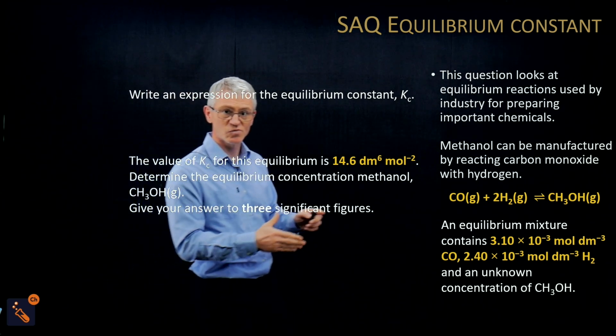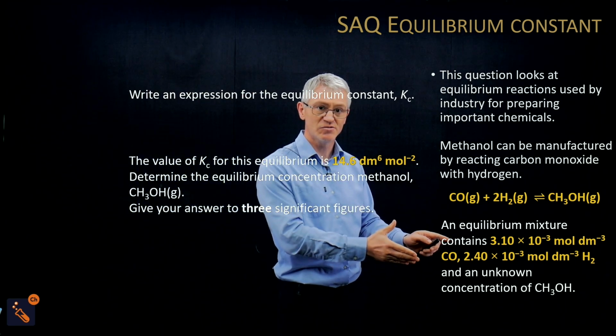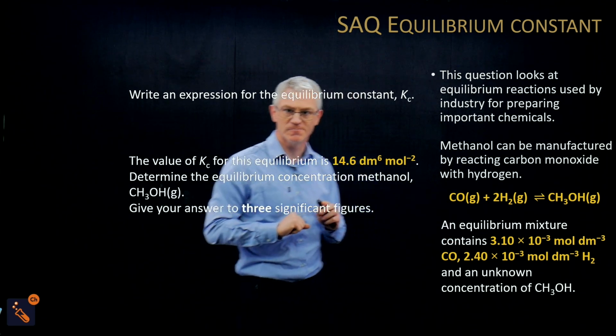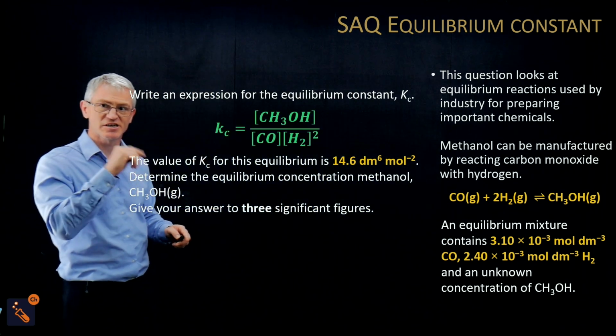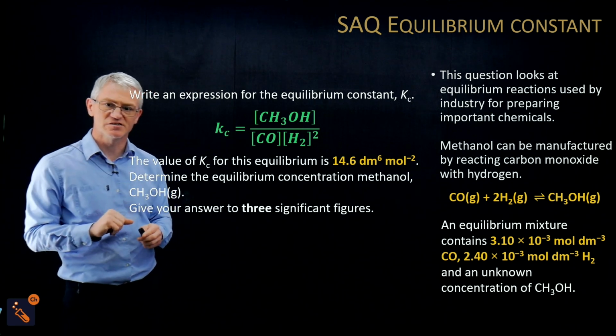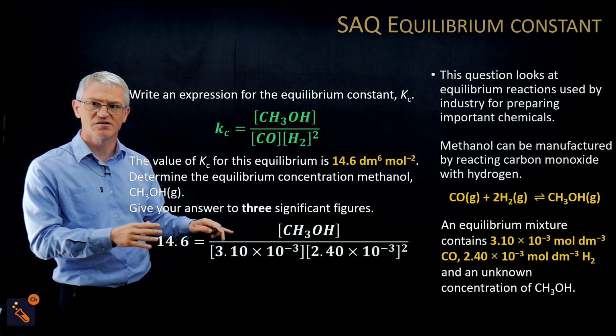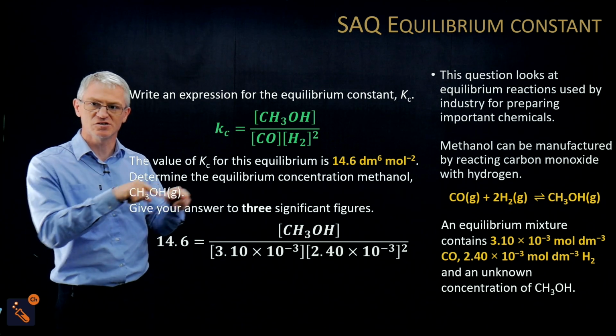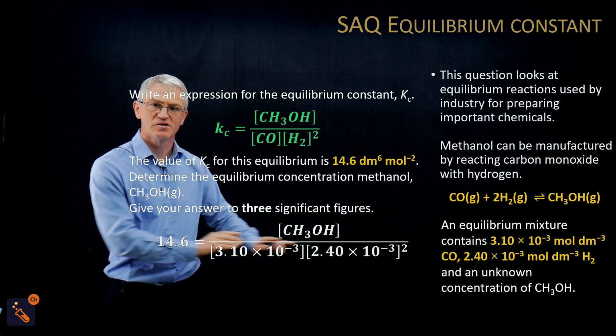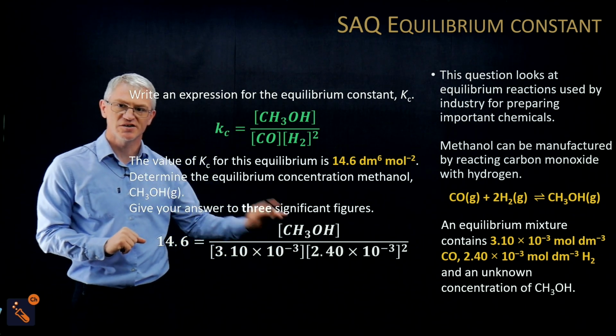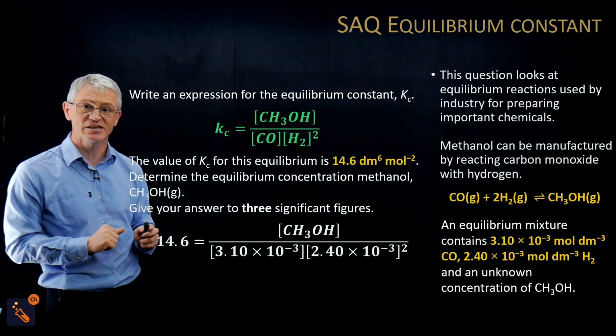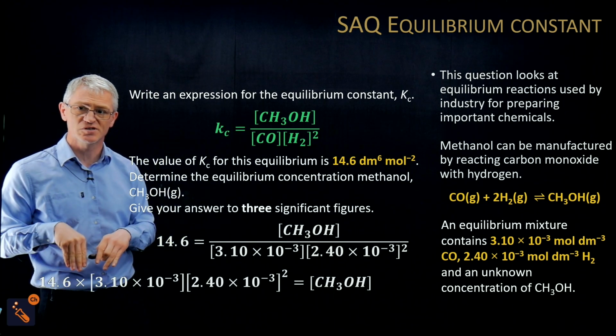So in our equilibrium mixture, we are given CO, and we're given H2. We're not given methanol. Let's do the expression again because we did it before anyway. So here is our expression, and then here is our expression with the numbers put in. You put the ones you know in, and then you're left with CH3OH. Well, you've got to rearrange that now. So I'm just going to rearrange that, 14.6.